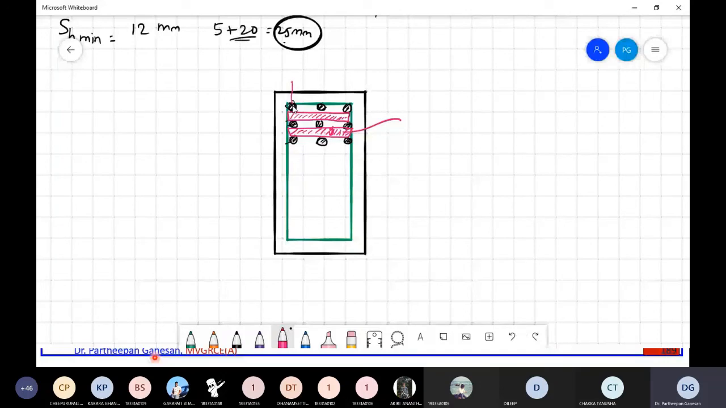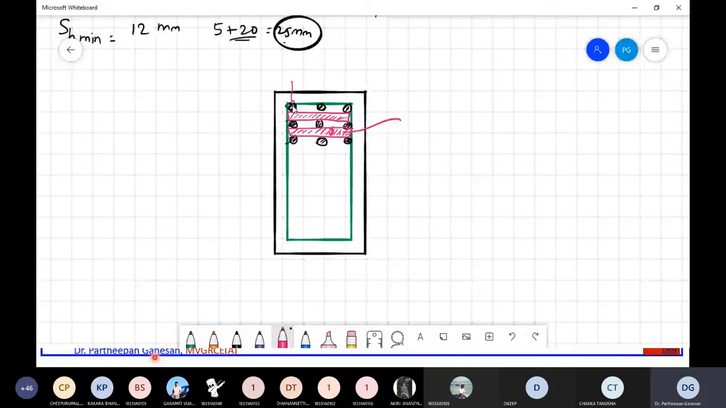The minimum vertical distance between the bars shall be 15 mm, or 2/3 of the nominal maximum size of the aggregate, or the maximum size of the bar, whichever is greater. So the nominal maximum size of aggregate was, let us say, 20 mm. So 2/3 of 20 is about 13, versus 15. Like that you calculate, and that much you will provide. That is the diameter of the spacer bar.